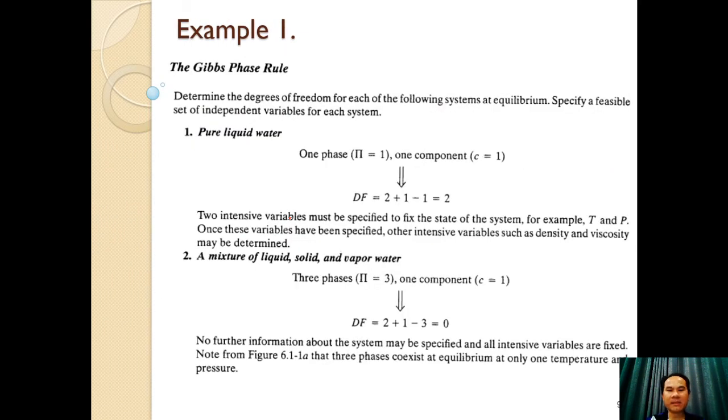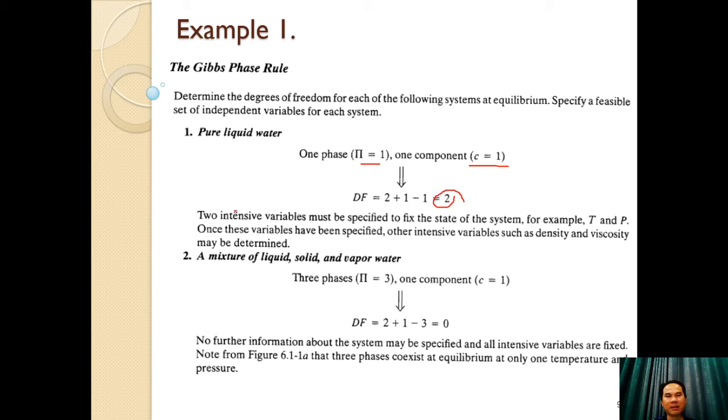Example: determine the degrees of freedom for each of the following systems at equilibrium. The first one is pure liquid water. Pure liquid water has one phase and one component. One phase means pi equals 1, and one component. So the degree of freedom is 2 plus one component minus one phase. You get 2 degrees of freedom.